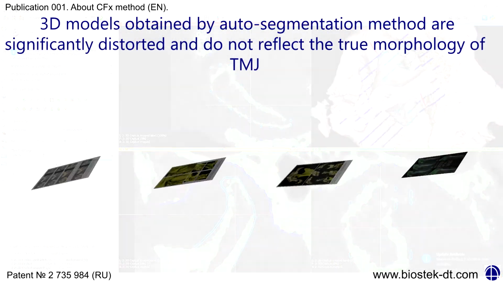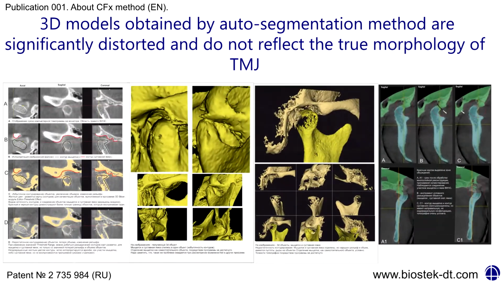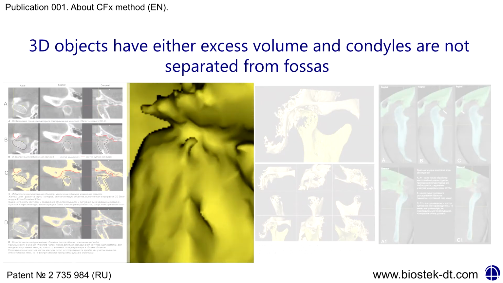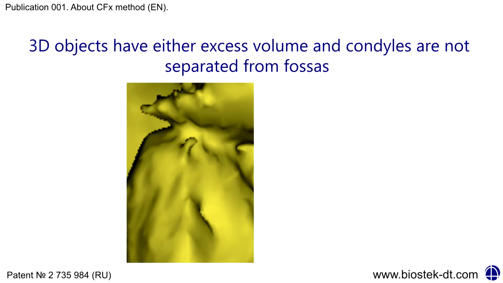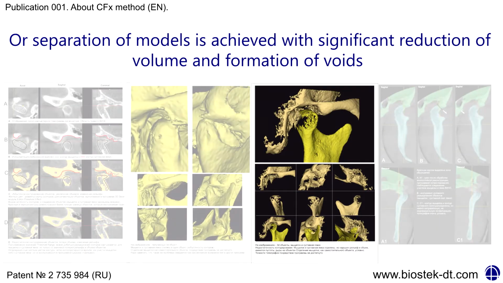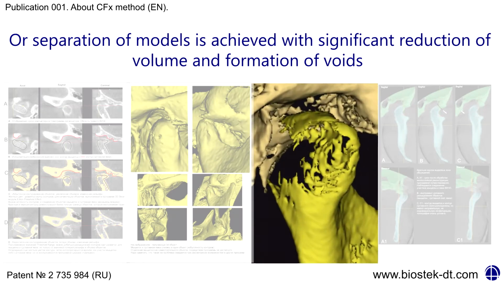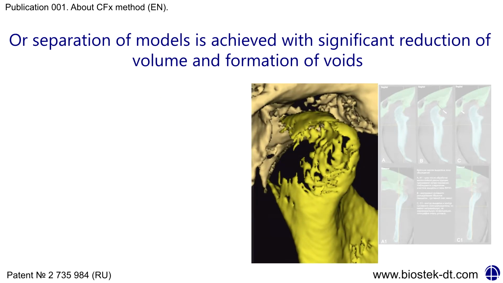Now let's get back to an earlier slide with 3D models. We have either excess volume and merge of condyle with articular fossa, or we have reduced volume and voids but able to separate the objects of our interest.